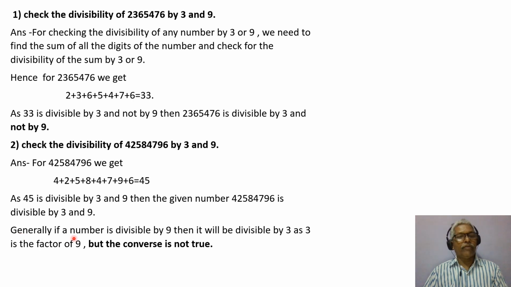So generally, if a number is divisible by 9, then it will be divisible by 3, as 3 is a factor of 9. But the converse is not true. Got it? If any number is divisible by 9, it has to be divisible by 3. But if it's divisible by 3, it's not necessarily divisible by 9. We have seen it here. This is just a comment so that you can remember this. Okay? So you move ahead.